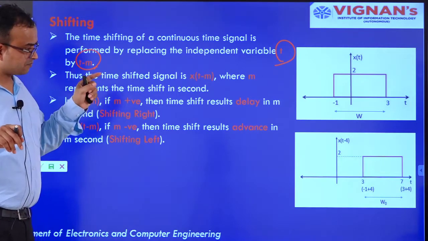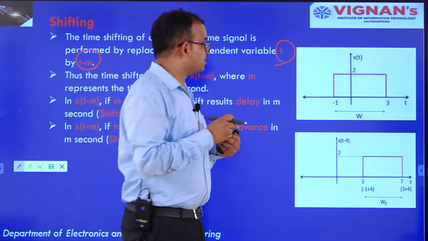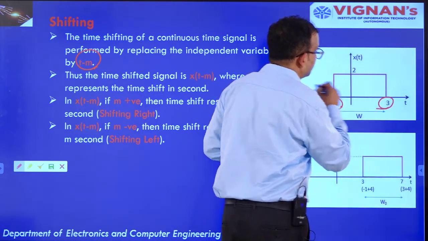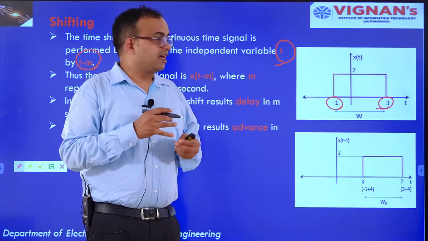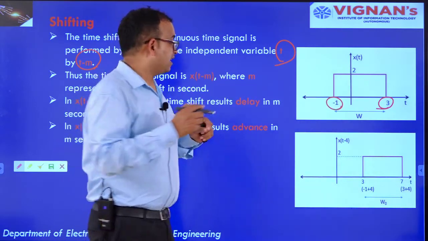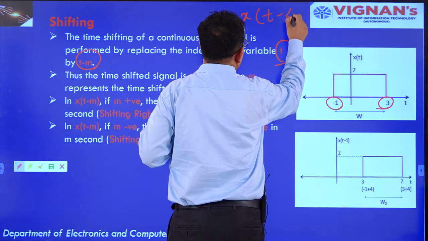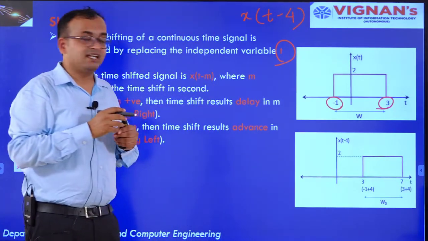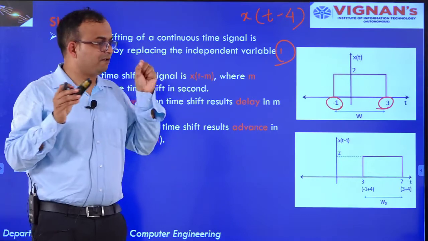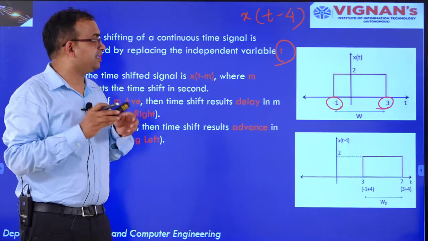Now, a simple example I have taken here, x of t, where the time is from -1 to 3. I have to find out the value of x of t minus 4. Let us see how the signal will shift. I will tell the procedure, but before that, let me show how a layman can do these things.